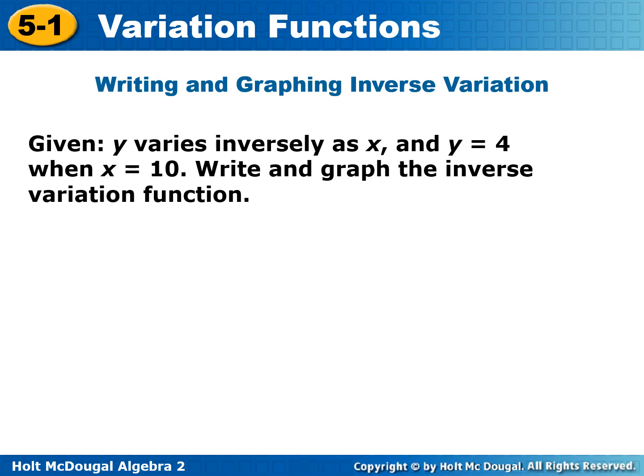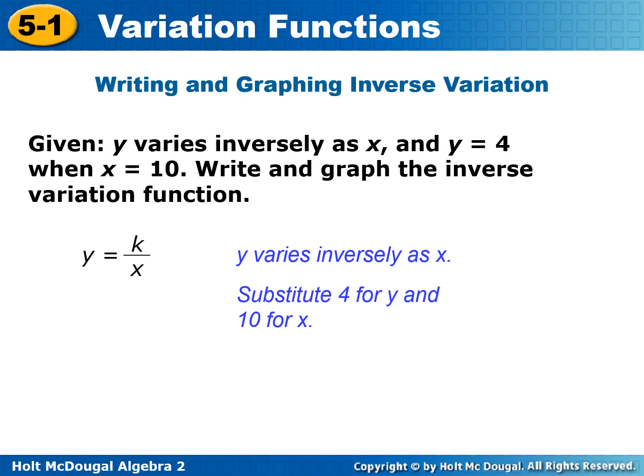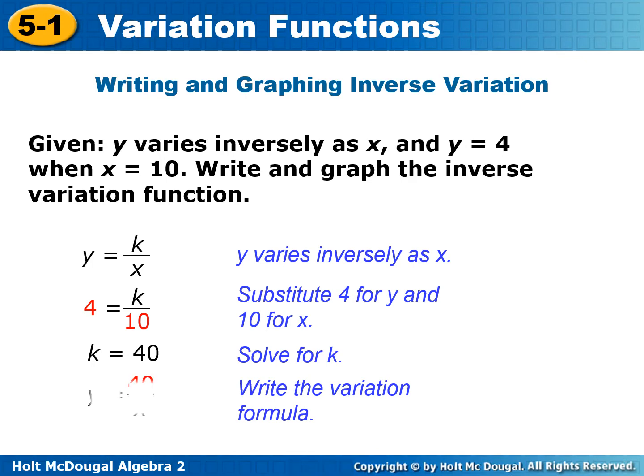Now, we are going to write and graph another inverse variation. So using this given, we are going to write and graph the inverse variation function. The first thing we need to do here is to solve for our k. And to solve for our k, we are going to substitute 4 for y and 10 for x. Using cross multiplication, k equals 40. And then substituting our k, y equals 40 over x.